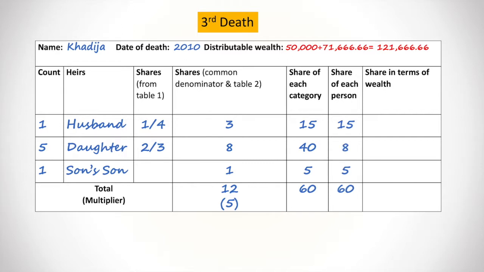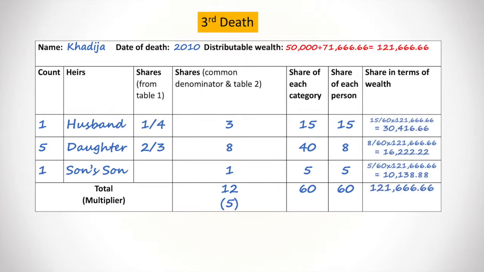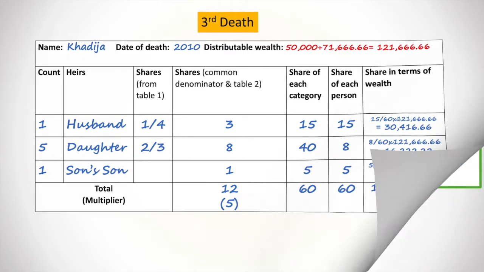And then in the last column we calculate the actual values of the share, which will be 15/60 into the distributable property, and so on and so forth. And now we have distributed the wealth of Khadija as well.